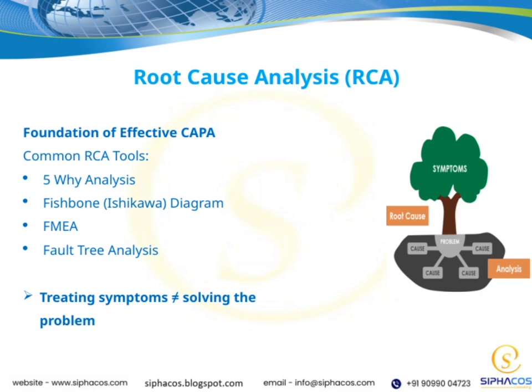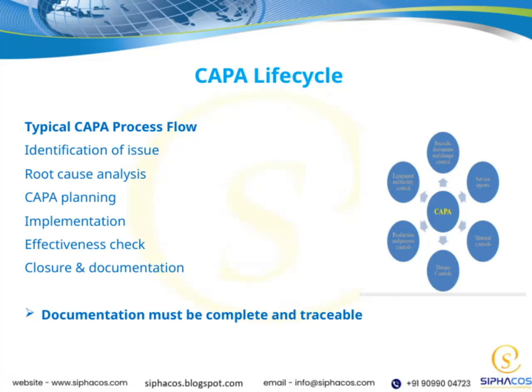And fault tree analysis is another powerful tool that uses a logical diagram to trace the pathways leading to a failure. It's important to remember that treating symptoms doesn't solve the underlying problem. That's where root cause analysis, or RCA, comes in. RCA is all about digging deeper to find the fundamental cause of an issue, so we can address it effectively rather than just temporarily fixing the surface symptoms. When we focus on RCA, we're ensuring that our corrective actions lead to long-term solutions, which is essential for continuous improvement and quality.